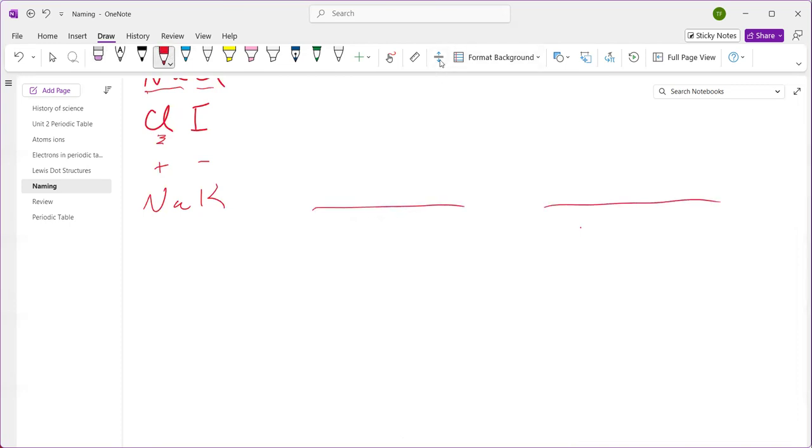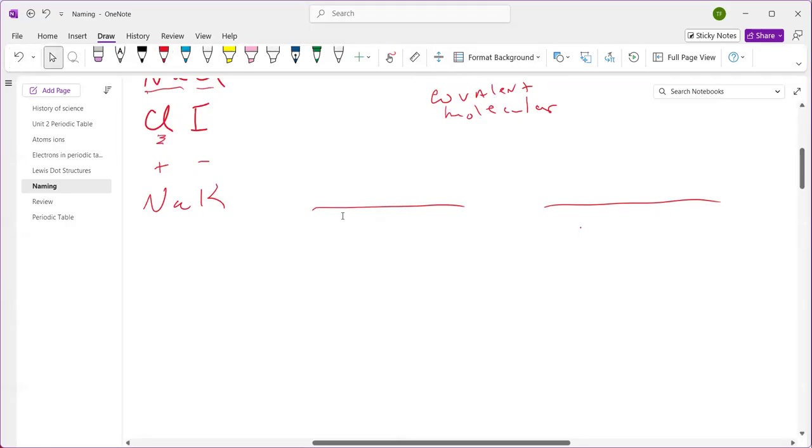Now, we're doing covalent, or molecular. Okay, over here is the... oops, let's not do that. First part comes from the periodic table.